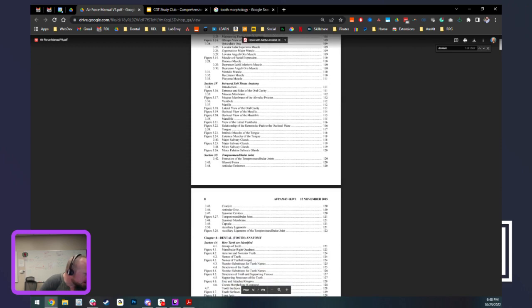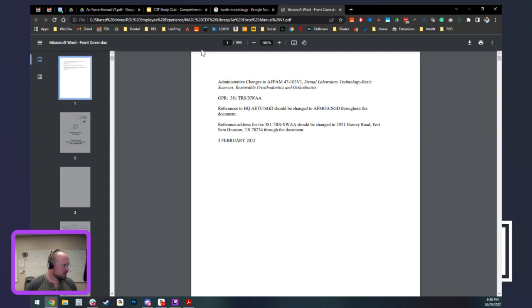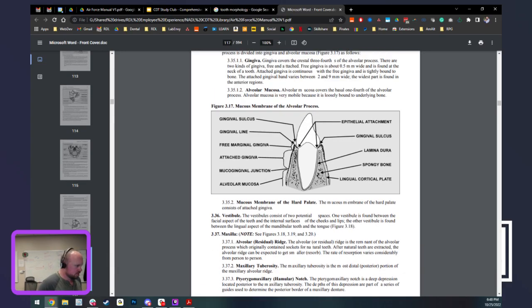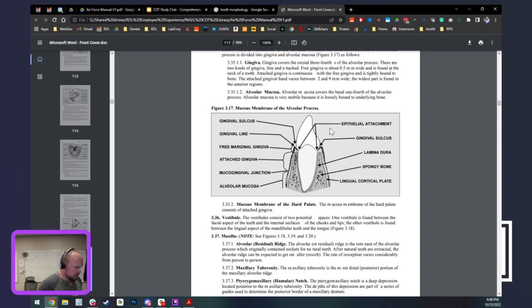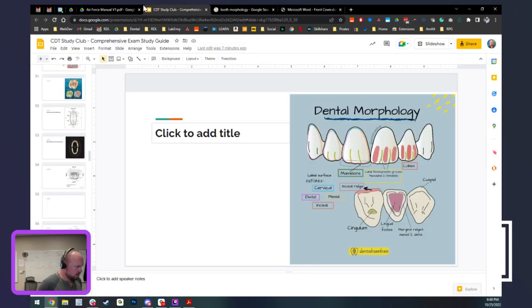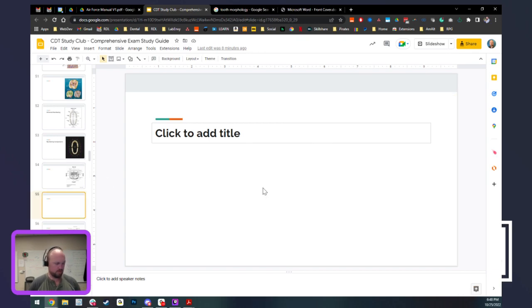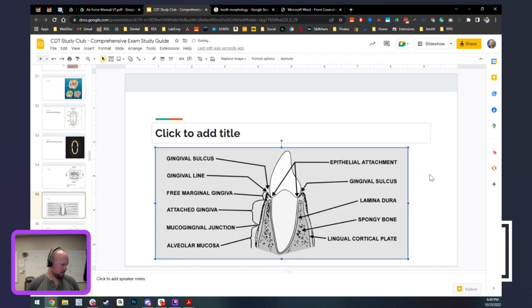Intraoral soft tissue anatomy, section 3F. Oh, and you can't put the number in here. So I need to go to 116. Okay, so we did this last week, orbicularis oris. We're going to also open this with Adobe Acrobat. And then watch this. I can go to 116. You can't see that over here. But I can go and I can grab this image, copy image, and I can bring this over here. Boom. Yep, there we go.